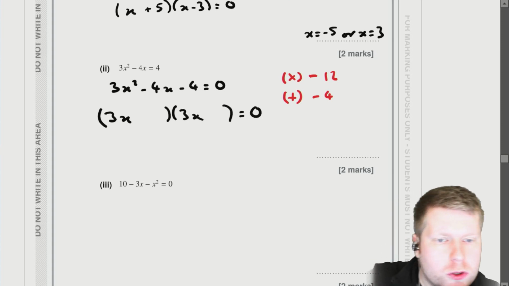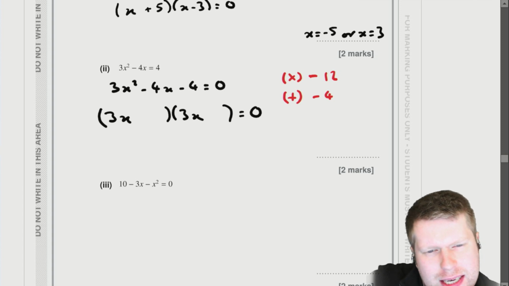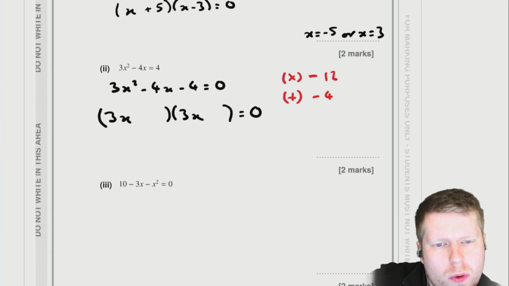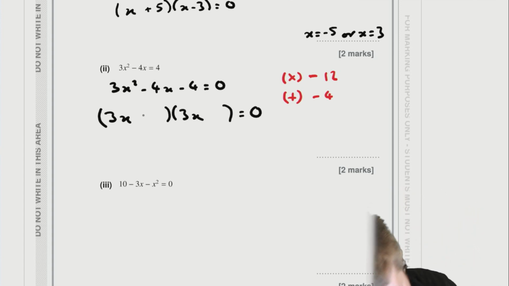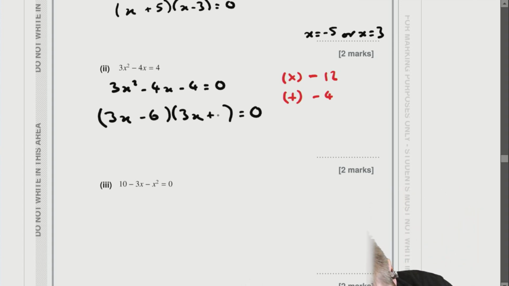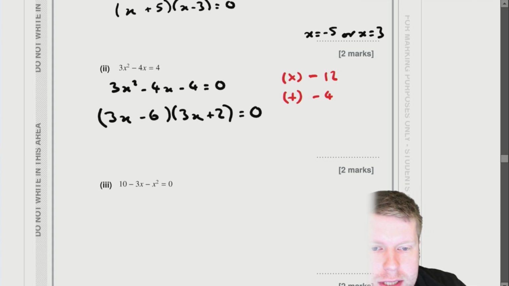And then two numbers that multiply together to make 12 and add together to make negative 4. I think 6 and 2 will work in some combination. I want negative 4, so it's going to be negative 6 and positive 2. Again, common numerical errors there, just not thinking about the negatives carefully.